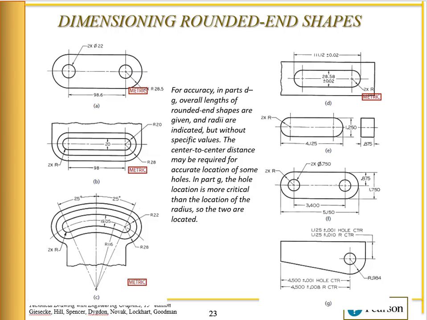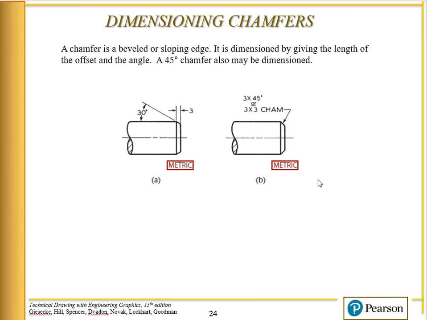Now, how to dimension chamfers. A chamfer is a beveled or sloping edge. There are several ways to do it. We have the length of one leg, 3 millimeters, and then we have the 30-degree chamfer. Or the other way to do it, in this case, we have 3 by 30, or if it's 3 by 45, we know that both legs are 3, so therefore we could say 3 by 3 chamfer.